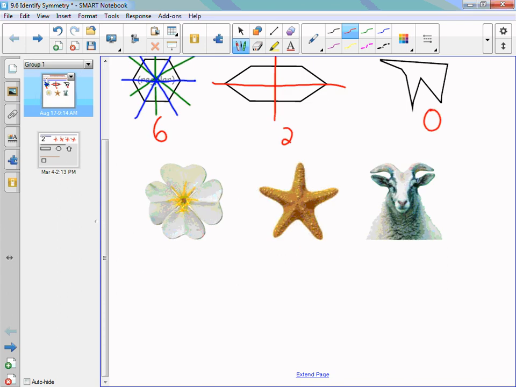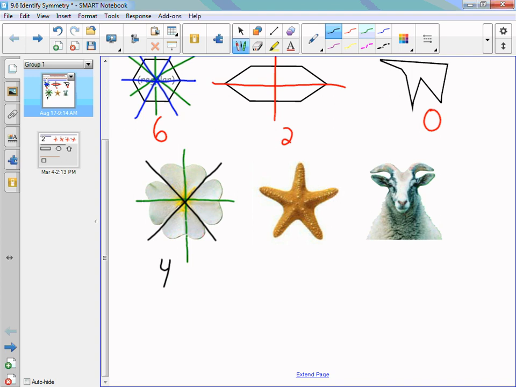Some real life examples of where you see symmetry. How many lines of symmetry do you see in each of these? So with the flower, it's a little tricky, but you can go right down the middle, vertically and horizontally, as well as diagonally between petals as well, for a total of 4.